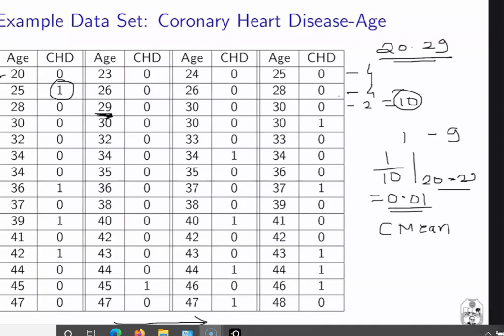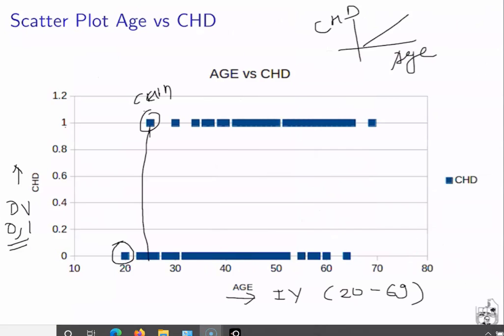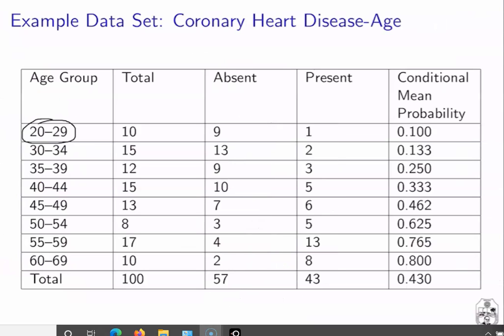0.01. So I have included this value here. In the 20 to 29 age group, there are 10 persons. 9 persons are not suffering from CHD, for which the value of CHD is 0, and one person is suffering from CHD, for which the value of CHD is 1. So 9 plus 1 becomes equal to 10. And when we divide 1 by 10, we get this value, and this value is known as the conditional mean or probability.